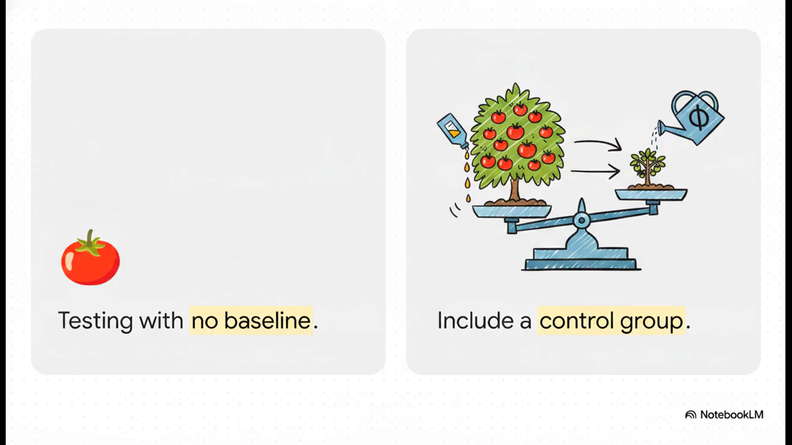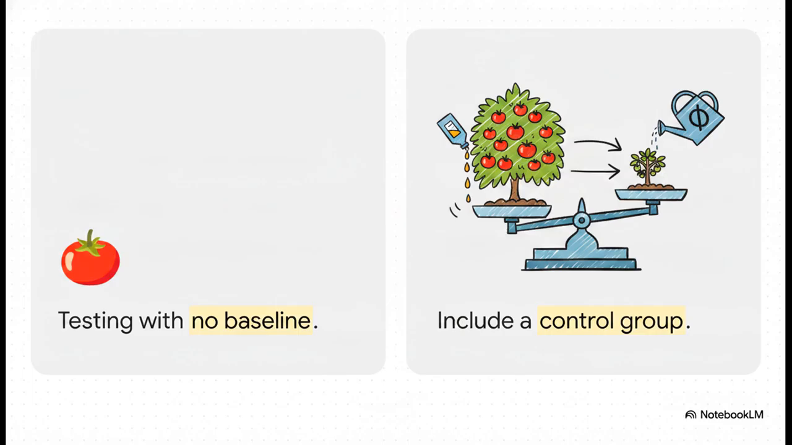Someone is testing a brand new fertilizer on tomato plants. They measure the growth, and wow, the tomatoes get really big. But here's the problem. They didn't include a group of tomatoes with no fertilizer. Without that, there is absolutely no baseline to compare the natural growth against. I mean, maybe it was just a really good season for tomatoes.